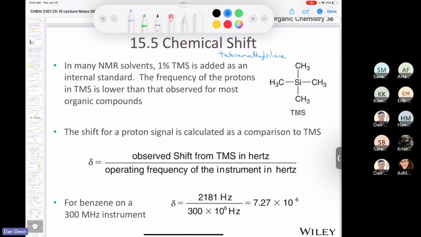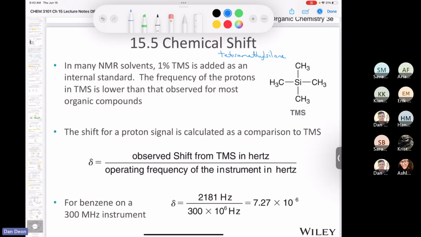And this is just a standard that NMR spectroscopists put in their sample. The reason why we put this compound, TMS, in most of our samples is because it's got a frequency of absorbance that's lower than most of the protons in most organic compounds.